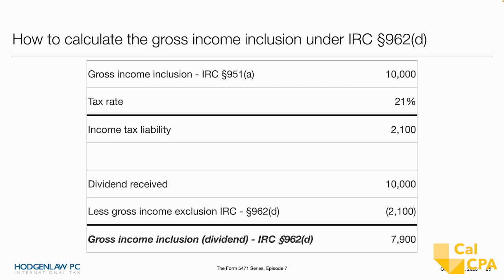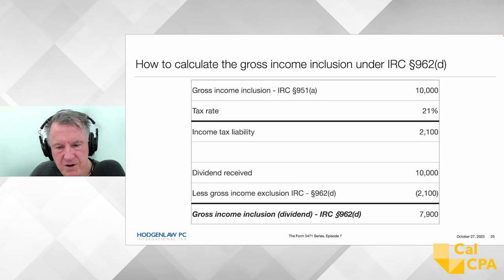Now we look at the $10,000 cash distributed upstream to the human shareholder. What's the gross income exclusion? Well, it's the $2,100 of actual income tax paid. And that means that the dividend component of that $10,000 cash distribution is $7,900. And I'll leave it to your own imagination to consider what's the tax cost on that $7,900 if it's taxed as a qualified dividend or as ordinary income.